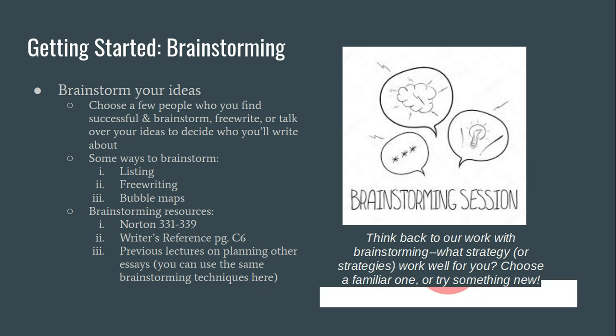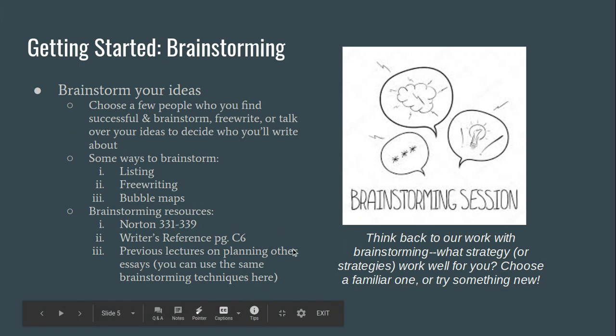If you're still not sure which way you want to go, or even if you just want to try something different, there are lots of brainstorming resources in our textbooks, so you can check out all of these here. You can also look back to previous lectures on planning other essays and then use some of those same brainstorming techniques if they worked for you. So also maybe think back to your own work with brainstorming. What strategies are working well for you? You might want to start with a familiar one, or you might decide that you want to try something new and different. Sometimes that helps you to think outside the box.